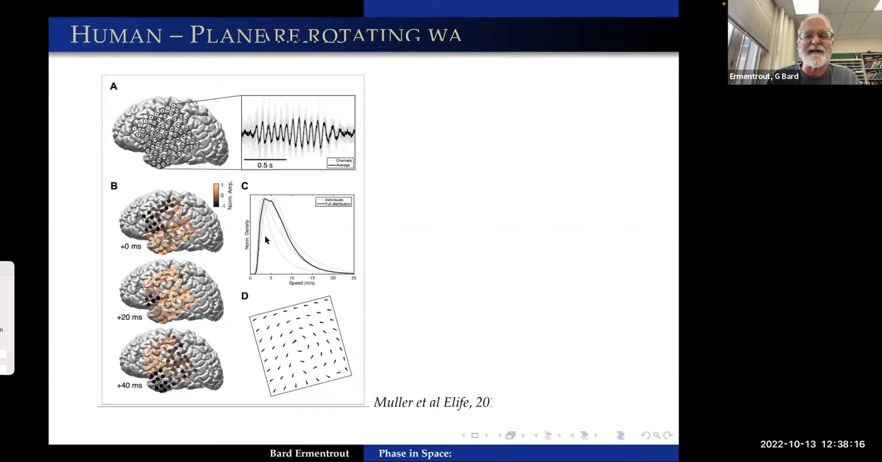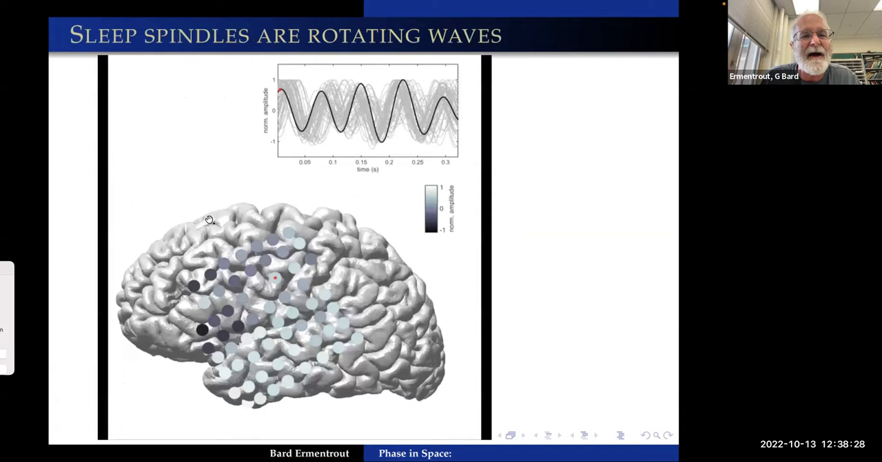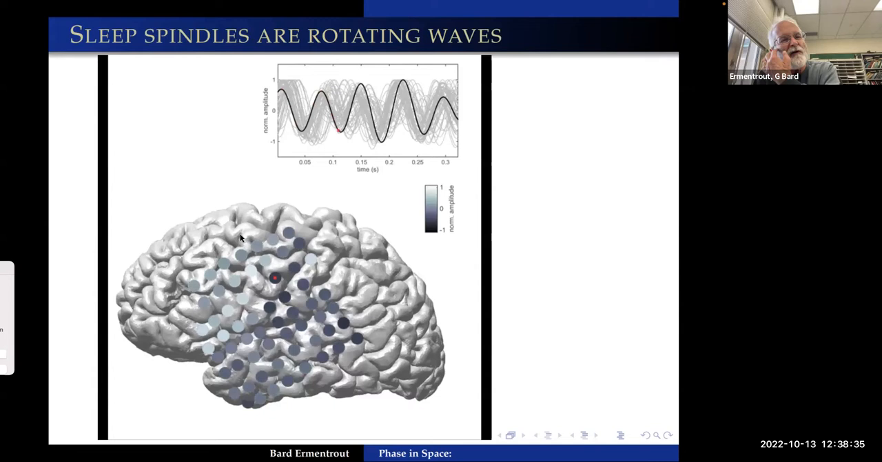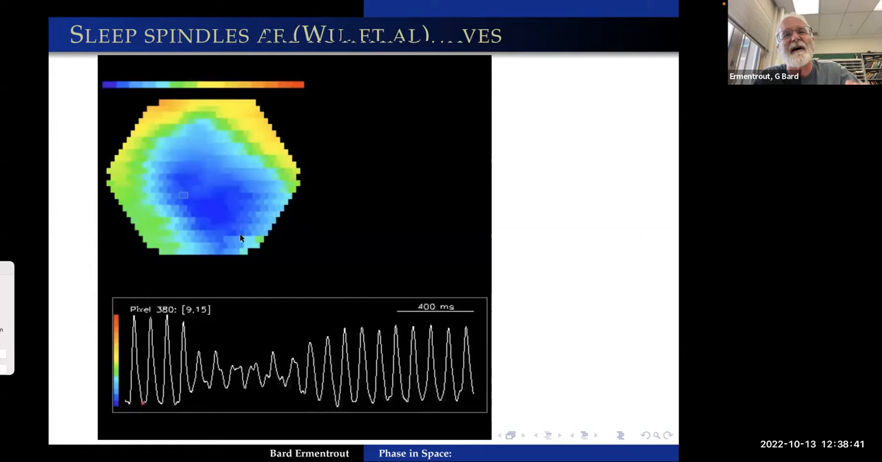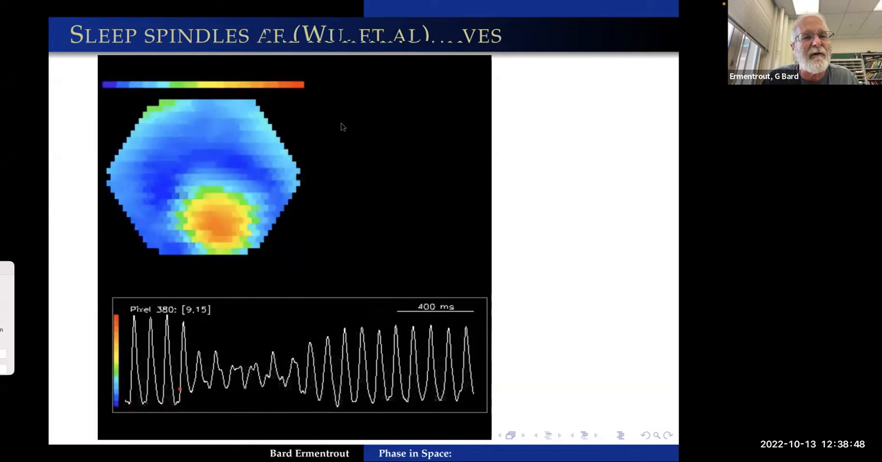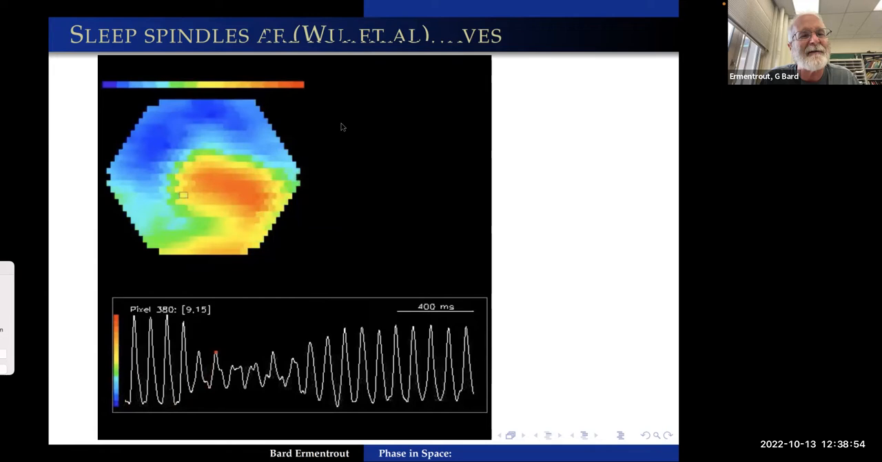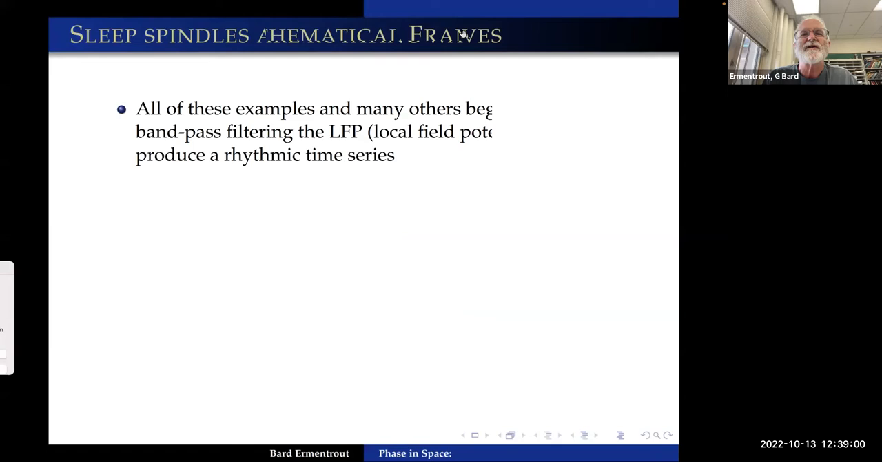Here's a recent example from Lyle Muller and other people. This is cortical sleep spindles in humans also, and you can see a rotating wave there zipping around very nicely during sleep. And this is in a cortical slice out of Zhang Yong Wu's lab. All right, and you can see this little target wave, and then quickly it becomes a rotating wave, and you can see it rotating very nicely around that center point. So there we go.